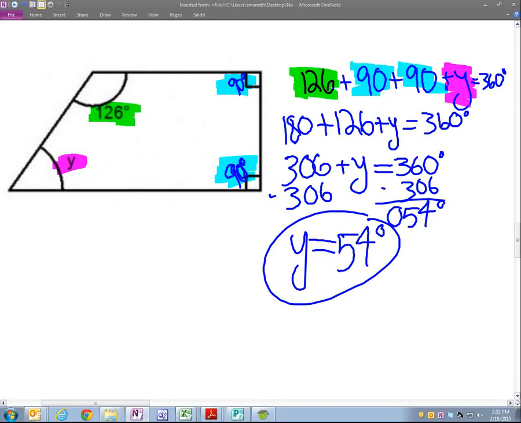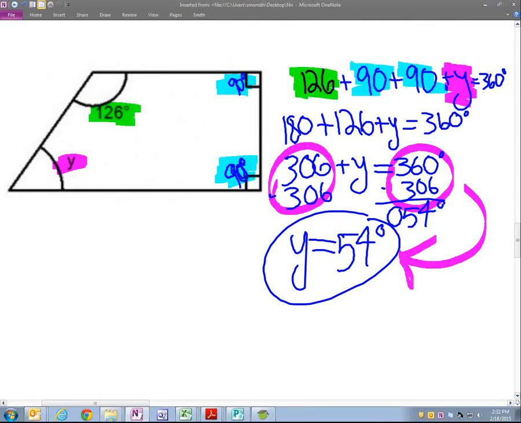So what we did here was we just added 126 to 90. So it's 180 plus 126 equals y. So we have to undo what's happening by subtracting 306, and we do it to both sides, and we get y equals 54.